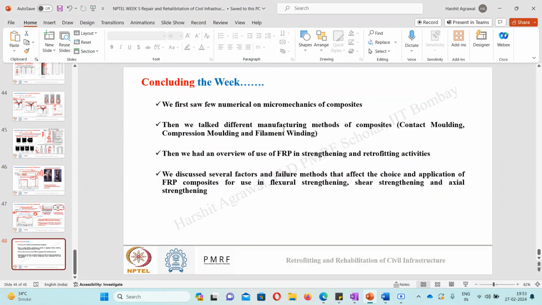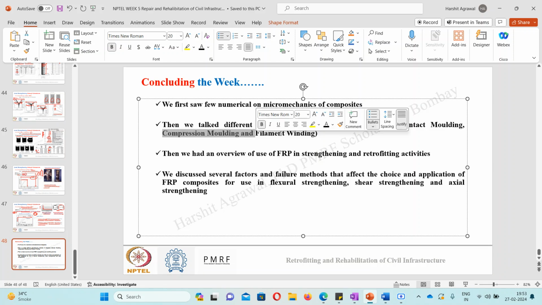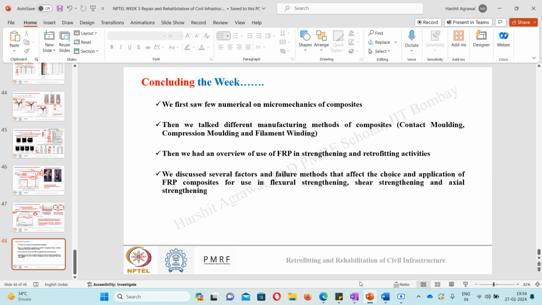Okay, so in today's session, we first saw a few numericals on micromechanics of composites. Then we talked about different manufacturing methods of composites, in which we saw contact molding, compression molding, and filament winding. And we saw the application of each type and how they are performed. Then we had an overview of FRP strengthening and retrofitting activity, why FRP is used for strengthening, and what factors make it more superior than steel and concrete. And then we discussed several factors and failure methods that affect the choice and application of FRP composite for flexural strengthening, shear strengthening, and axial strengthening.